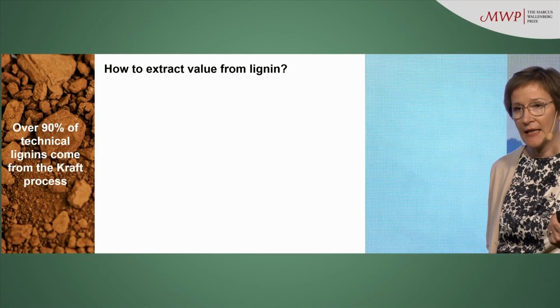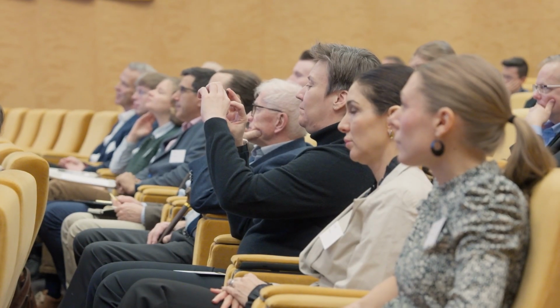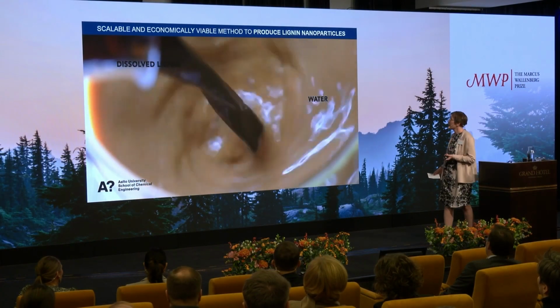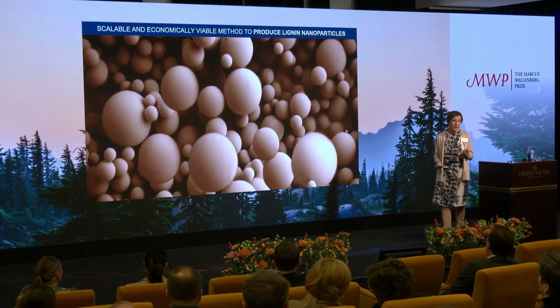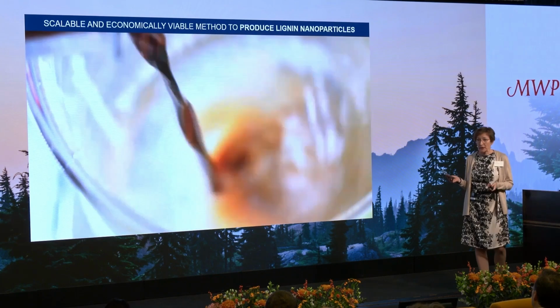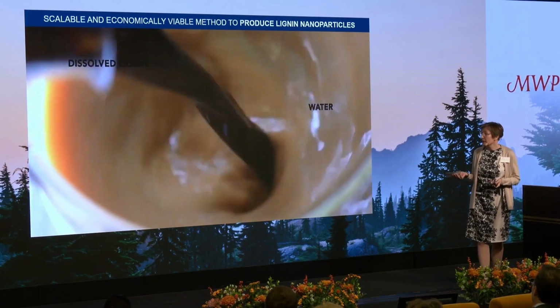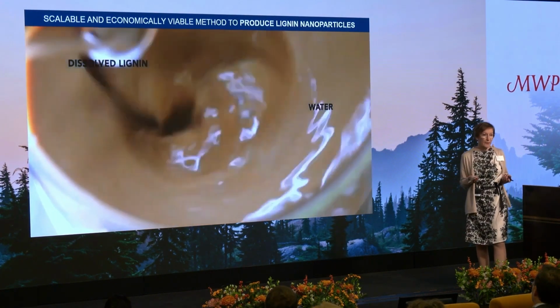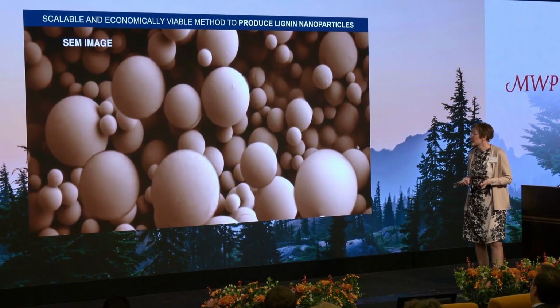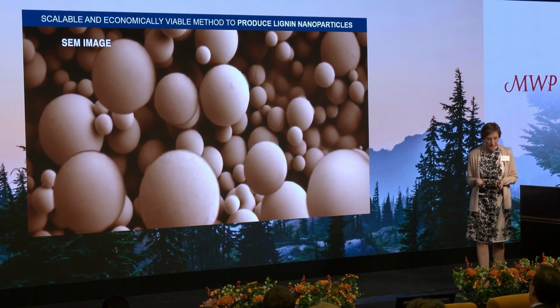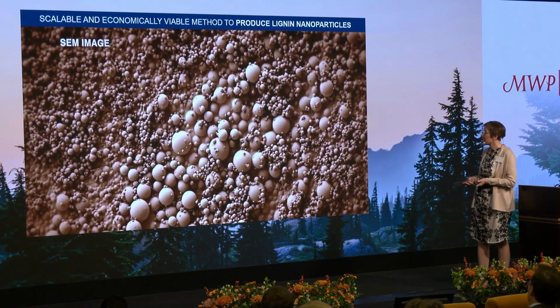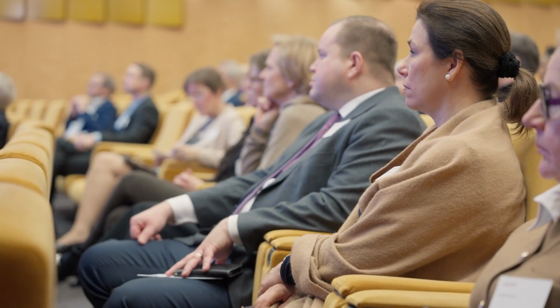So how can we make added value out of this? We have developed a scalable, economically valuable method to produce these lignin nanoparticles. It's very simple. You take the lignin, you dissolve it in an organic solvent, and then you pour it into water, and spontaneously it forms these spherical particles. We can use different kinds of lignins, and there's now a startup company, Lignosphere, who is trying to make money out of this, trying to commercialize the application possibilities of this.